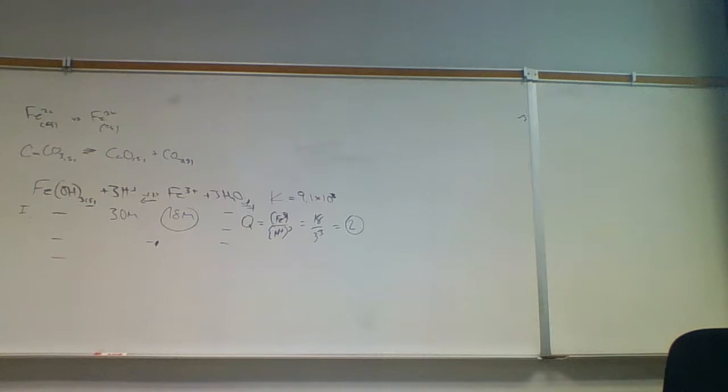Sometimes we actually have to calculate the amount that's reacted. We can calculate how much additional iron-free hydroxide has to react, depending on what the final equilibrium ratio is going to be. So the molarity of this has to go way down. It's way too much to sustain at equilibrium.